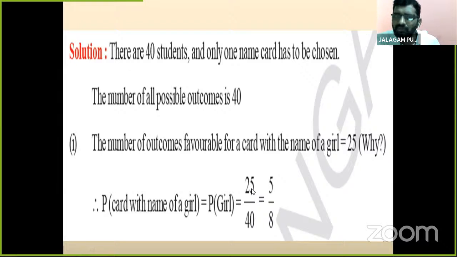We take 25 because the favorable outcomes are girls, and only 25 girls are there. 40, total 40 students are there, that's why we take the total possible outcomes. 25 by 40. So we change it into the smallest fraction: 5 fives are 25, 5 eights are 40. So the probability in the smallest form is 5 by 8. This is the probability of getting a card with the name of a girl.